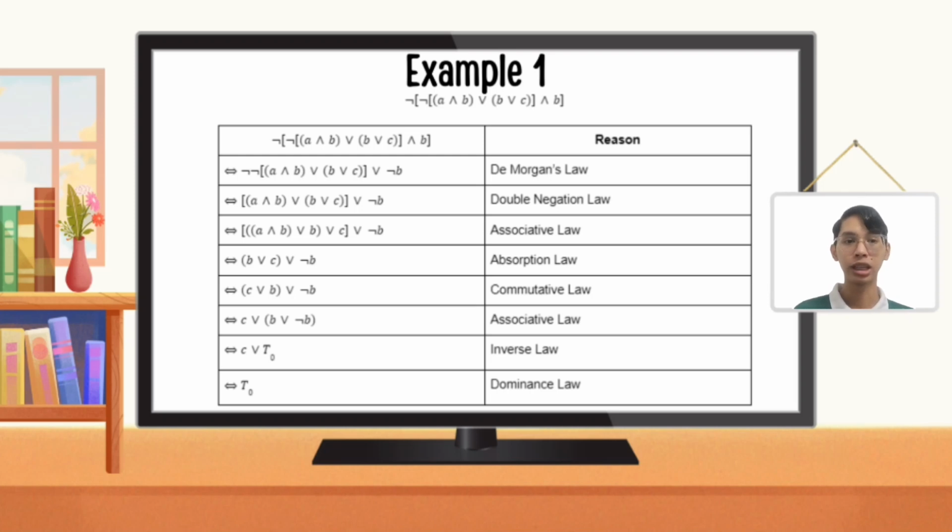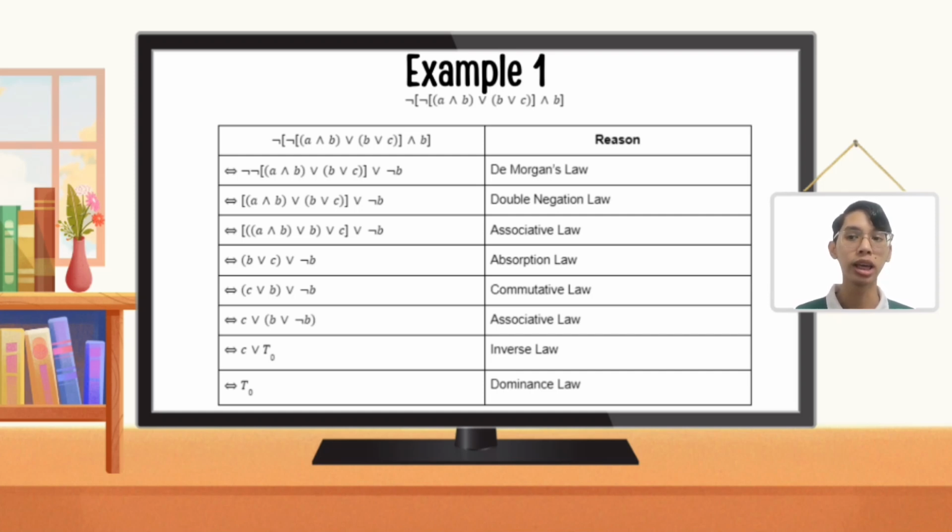So let's simplify the equation together. For the first step, we can use De Morgan's law, which is we expand the not in the bracket and change the sign. So the equation will be not A intersect B union B union C union not B. Then as we can see, the double not at the front of the equation, we can remove it by using double negation law.